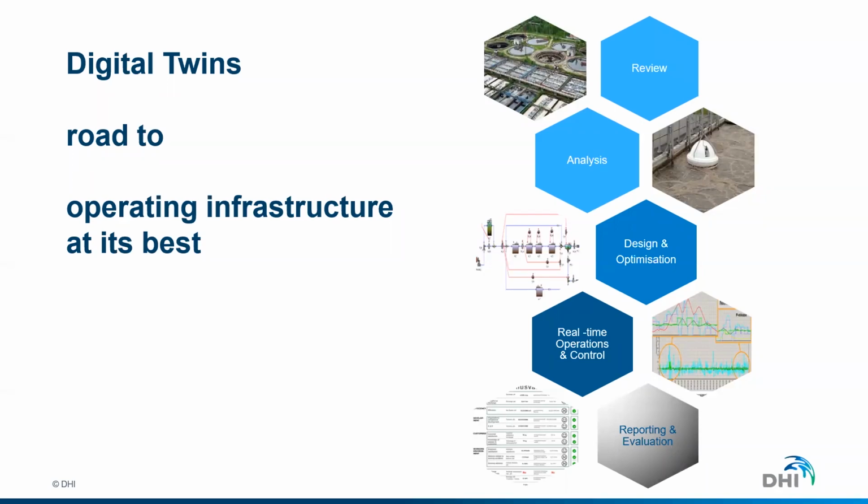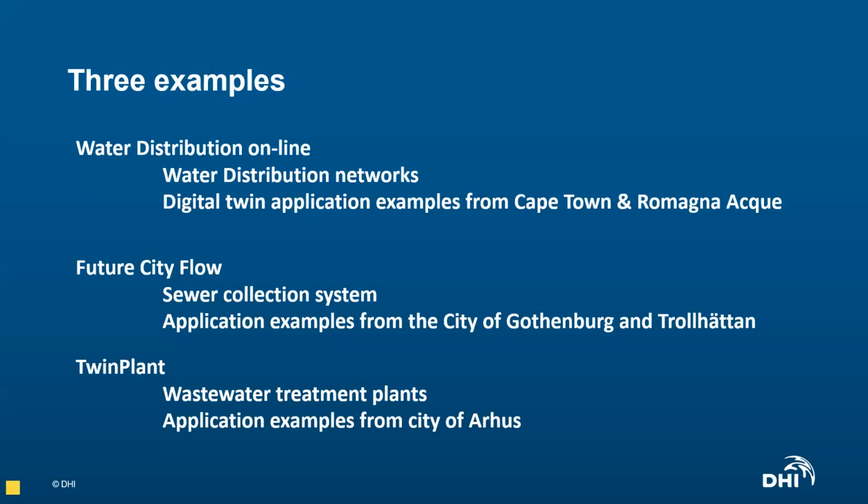And as I mentioned at the beginning of this introduction, today we would like to show you three different examples from three different infrastructure pieces of urban water systems. Water distribution online, which will be given by Peter, about applications from Cape Town, Romania, and some other places. The application of Future City Flow as a second part of our webinar, given by Dennis, with examples from the city of Gothenburg and Trollhättan, and finally the application of TwinPlant, which is our commercial name for the digital twin of a wastewater treatment plant, and that will be given by Henrik.